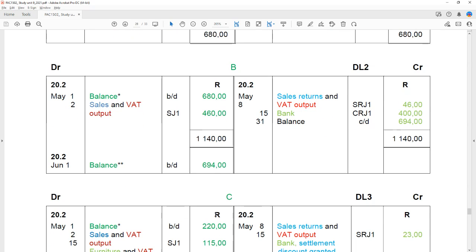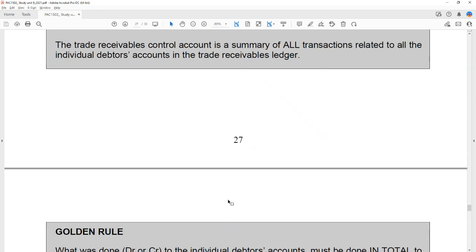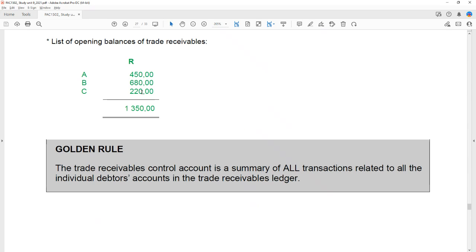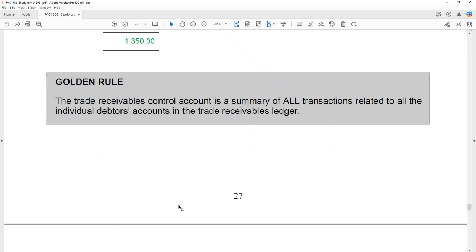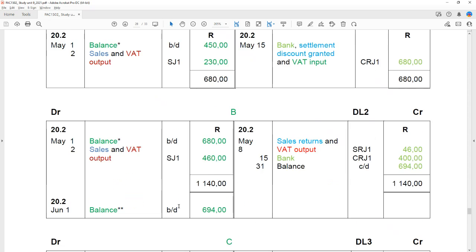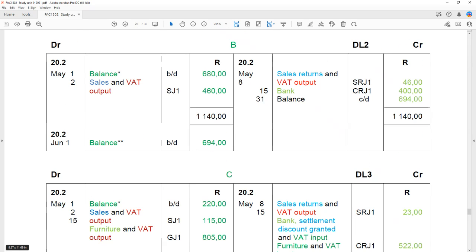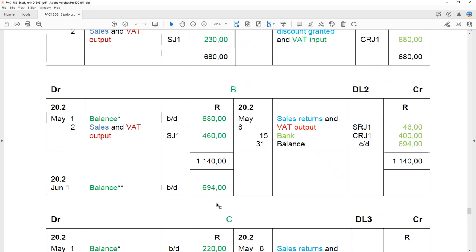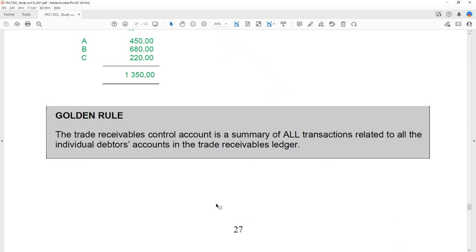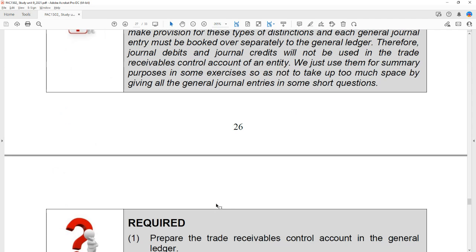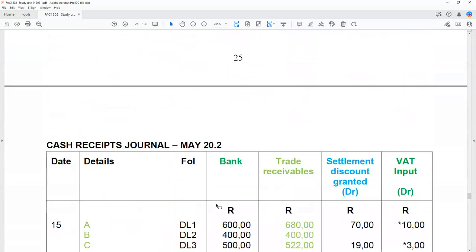Okay. Then our debtor C. Debtor C had an opening balance of 220. It's an asset, so it has a debit balance. So on my debit side, 1st of May, balance brought down 220 Rand. Okay, now we must go and check, are there sales transactions? So we first go to my sales return.